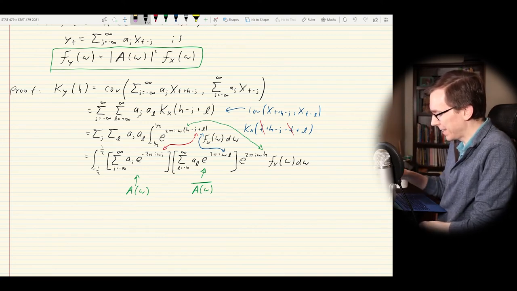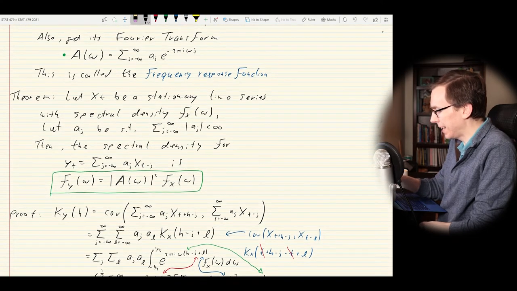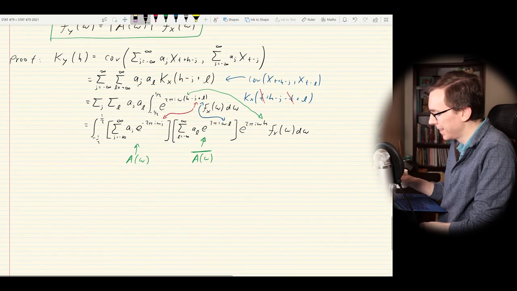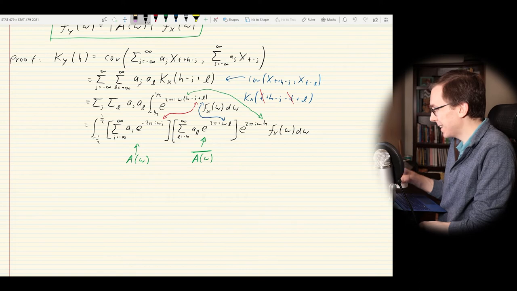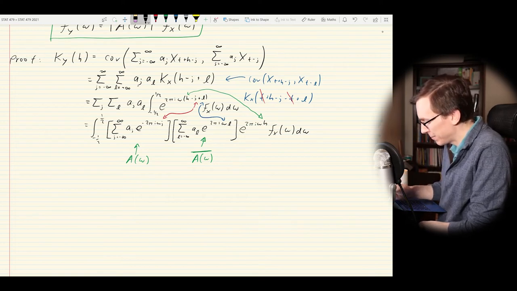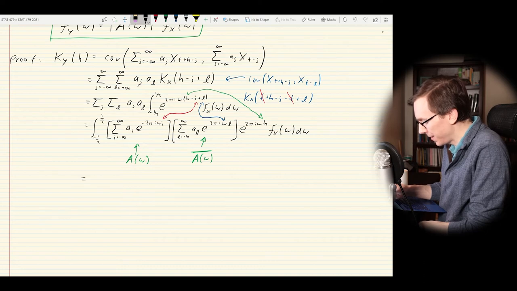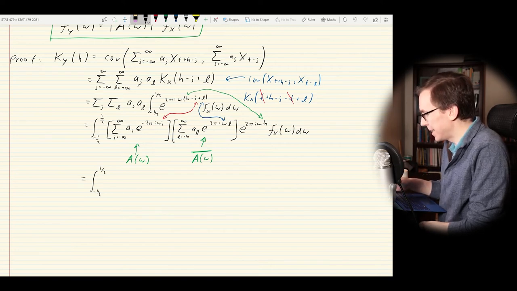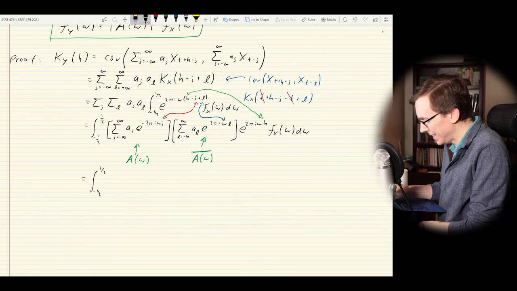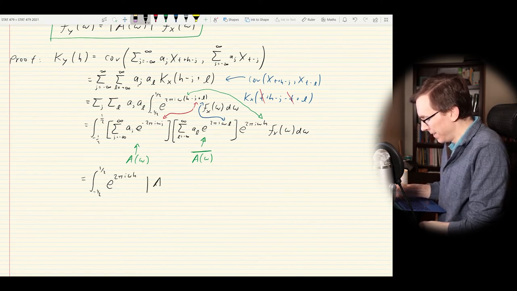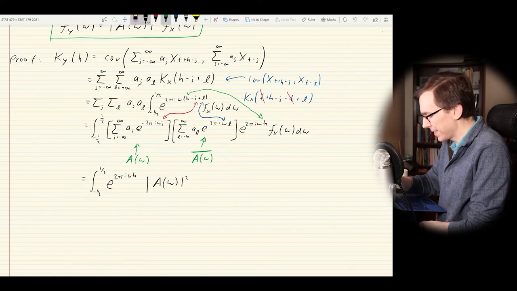this is A on the left here as defined up above with the minus 2 pi i omega j in the exponent. And here we have the complex conjugate. This is because we have a plus sign in the exponent. And when I multiply a complex number by its complex conjugate, what do I get? Well, what I get is just the squared magnitude, the squared absolute value. In this case, I'm going to move this e to the 2 pi i h omega to the front, then I combine these two to get this thing squared.